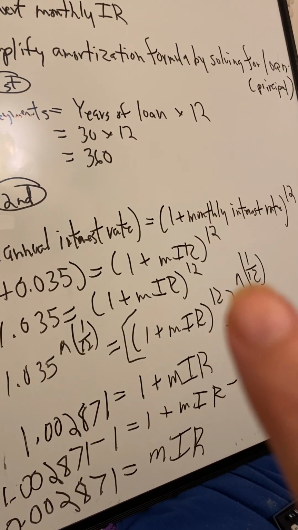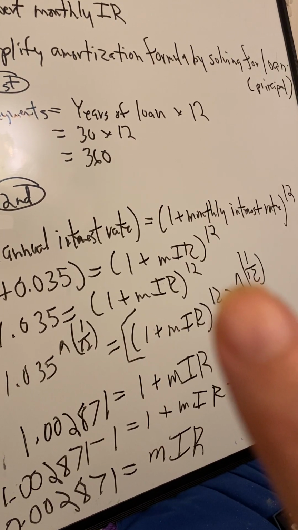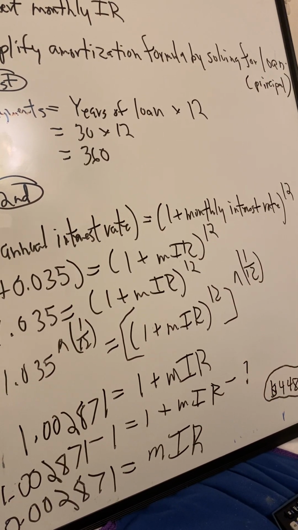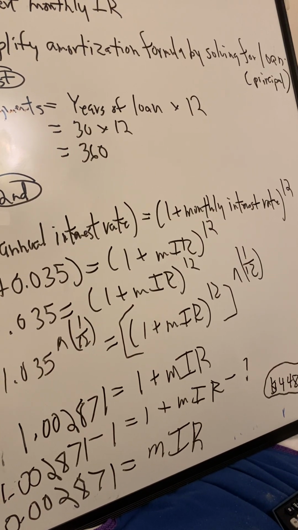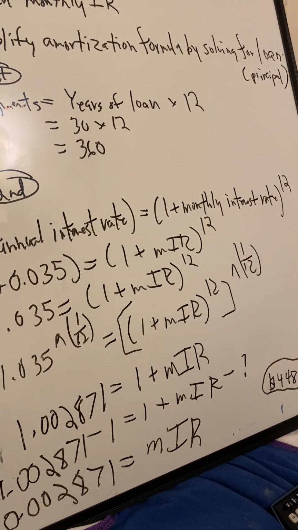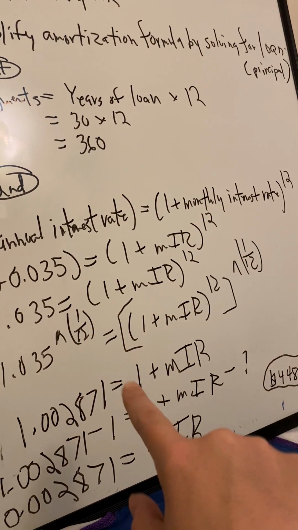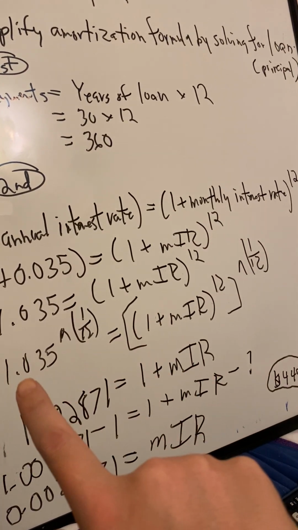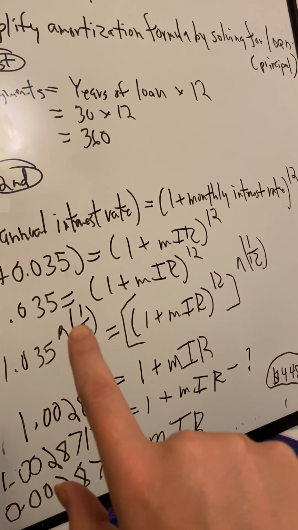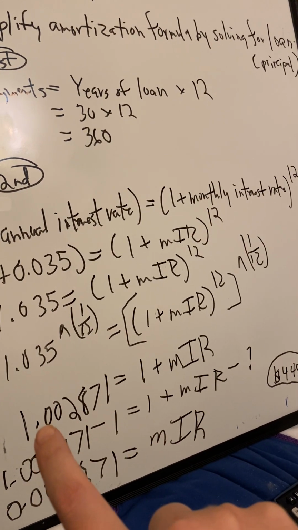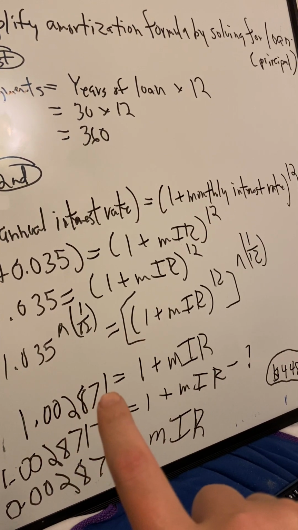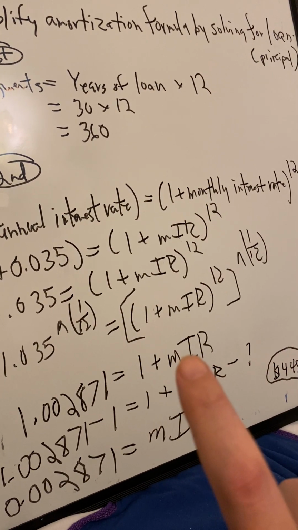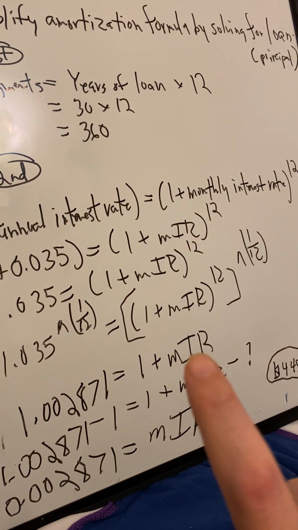And the 12 raised to the 1/12th cancels out, because when you raise an exponent to an exponent, you multiply them. So when you multiply 12 times 1 over 12, it just becomes a 1. That's why we're just left with 1 plus the monthly interest rate on the right side of the equation. On the left side, when we do 1.035 raised to the 1/12th, we get 1.002871. So now all we've got to do is subtract 1 from both sides, because we want to get the monthly interest rate all by itself.